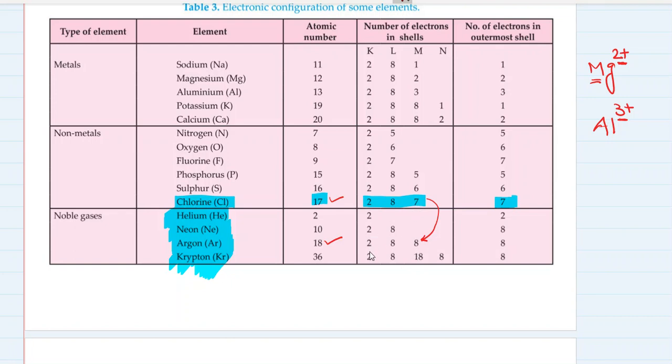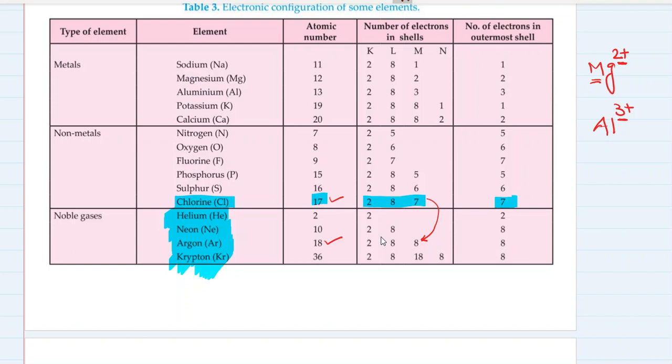Why the nearest noble gas? Some people might have this question. Because it is easier for them that way. For any element to achieve the electronic configuration of its nearest noble gas and to achieve stability that way, it is easier, it is natural. So for chlorine to become like argon, it is very natural.